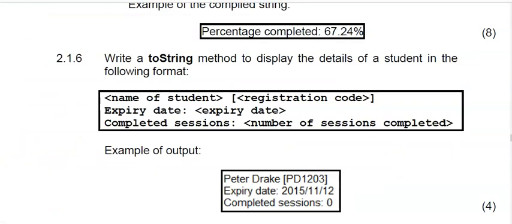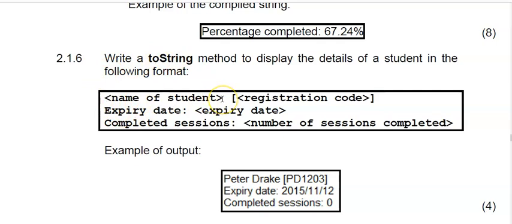And finally, we have to write a toString. A toString is always public and always a function and always returns a string result, and it has no parameters. When we have a look at the format, ignore these little brackets there.